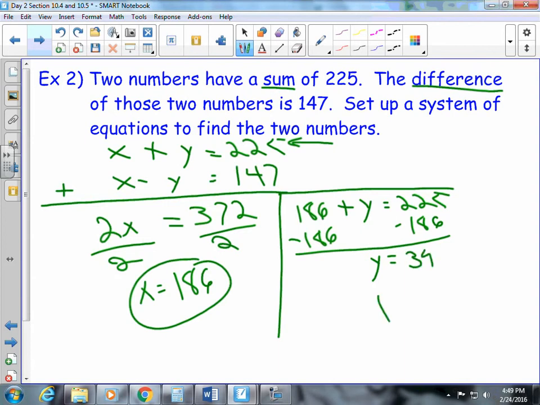So again, 186, comma 39 is where these two lines, if I were to graph them, would intersect, but now they relate to two numbers where their sum is 225 and their difference is 147. You can plug those back into the equations to check their answers if you feel like you need to do that. Okay, so first two examples, pretty straightforward. We're just adding them up.